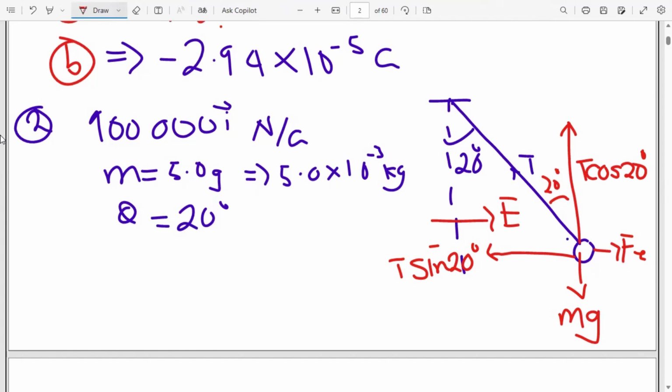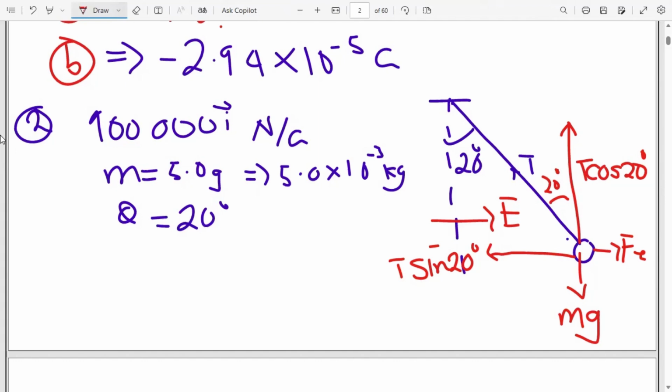These, ladies and gentlemen, are the forces acting on this particular point charge. We have tension in the x and y components. We have the electrostatic force due to the electric field that we've been given. And we have the weight of the point charge due to the force of gravity and its mass. Our goal is to calculate the charge on the ball. That is what they've asked for in the question.